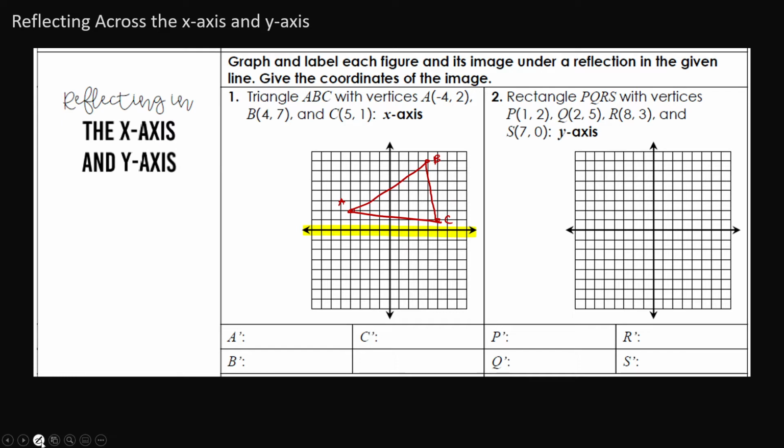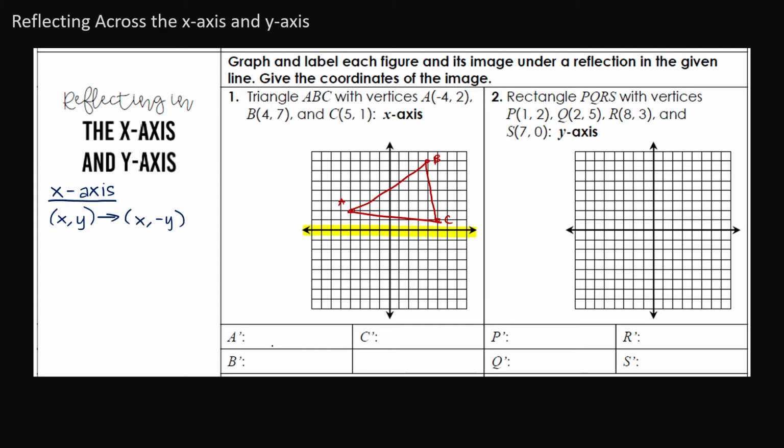Here's the rule that's really important to note for reflecting across the x-axis and the y-axis. When we reflect across the x-axis, our x coordinates are going to stay the same. Here's the rule for reflecting across the x-axis in coordinate notation. So starting with the pre-image point (x, y), it's going to become (x, negative y). When you think of this, think same x, opposite y. So here is our image.